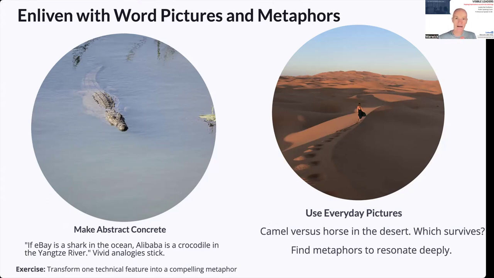They understand, yeah, we're not like eBay. We're not as strong or as powerful or as big as eBay yet, but look at our strengths. Maybe we can dominate the Yangtze River first and then grow from there. And that's exactly what they did. So how can you turn a technical feature, an idea, a concept into a metaphor that the audience can understand?